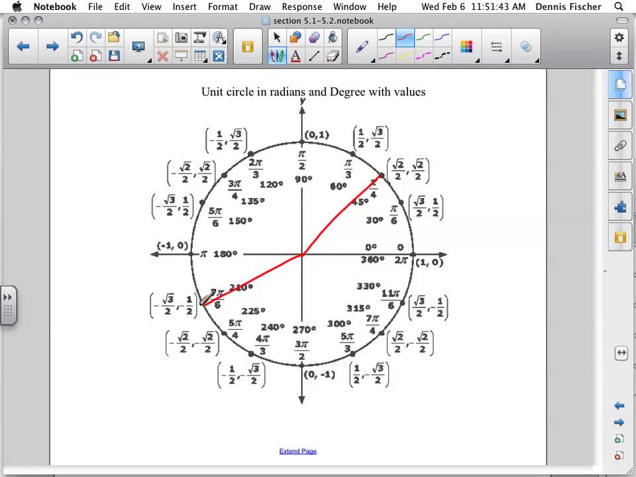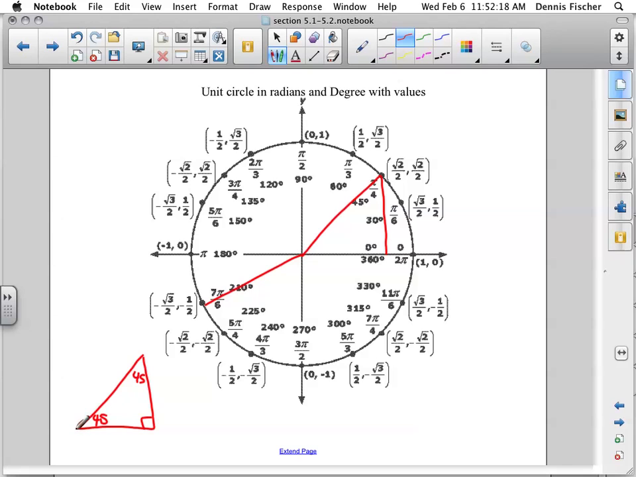Now, how do I get these values? Let's think about this. Carter, what would you say? It's a 45, 45, 90 triangle right there, correct?